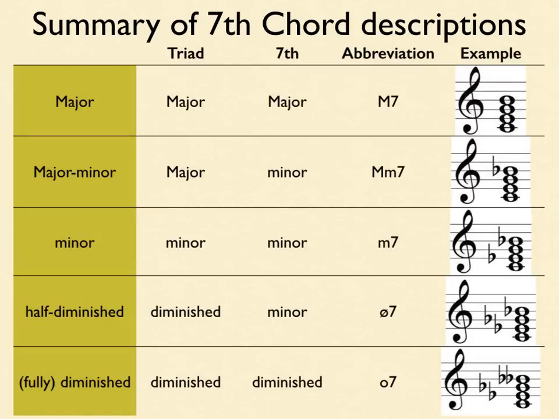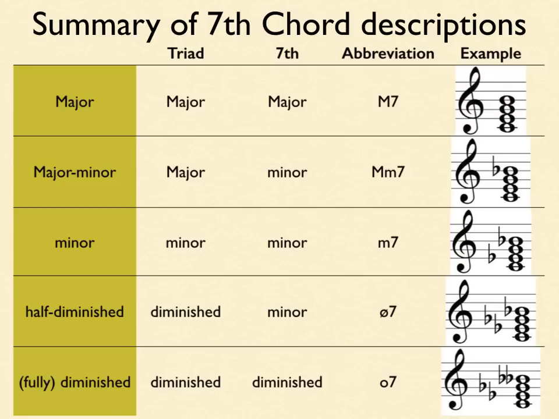So now that we have a seventh on top of your triad, to make a fuller sounding chord, here's your summary of seventh chord descriptions. There's going to be quite a few new things to take on board now. So let's look at what a major seventh chord will look like. A major seventh chord will have a major triad, in other words a major third and a perfect fifth, and then a major seventh interval on top of that, and the abbreviation for that is a capital M with a 7 next to it.